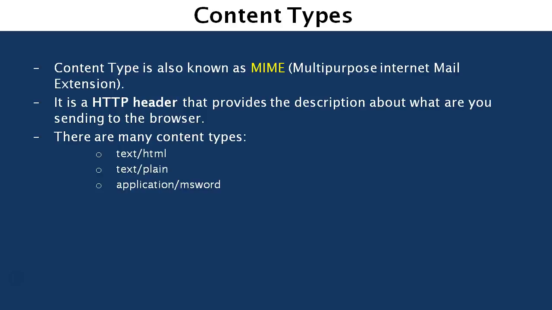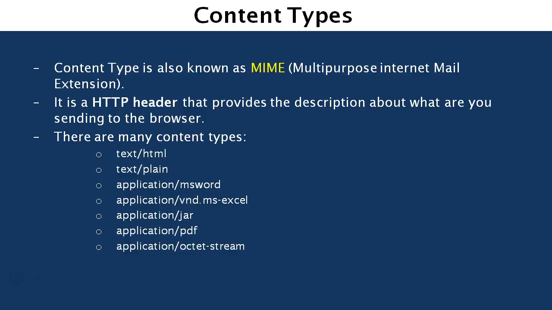Next one is text/plain, application/msword. If we want to upload any Word document, then we can set the content type as application/msword. And then if we want to send any Excel sheet, then we use this. And if we want to upload any jar file, then this is the content type we need to set. And then PDF, if we want to send any PDF, then this is the content type we need to use. And then octet-stream, and then zip, and then JPEG, and then QuickTime. So these are all the different content types we have.